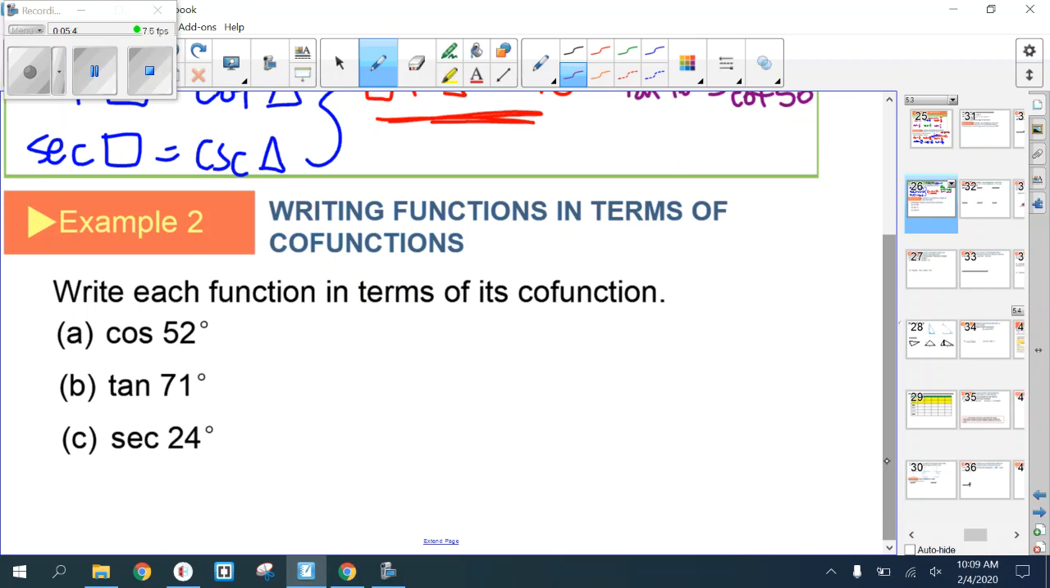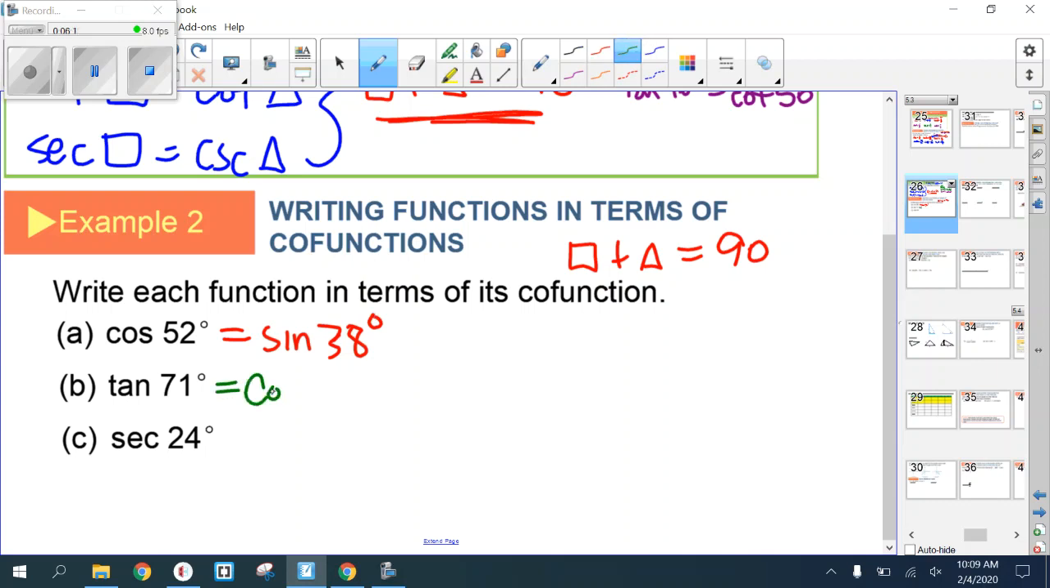Write each function in terms of its cofunction. Think about square plus triangle equals 90. All right, cosine 52 degrees is going to equal sine of, basically you have to do 90 minus 52, 38. Okay, those two numbers have to add up to 90. And tangent 71 is going to equal cotangent of what?